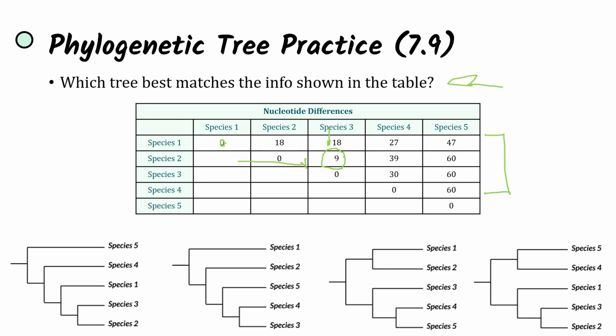So if we look for these pieces of information, that species 2 and 3 are going to be our most closely related and species 5 is our least closely related, we can look through these trees and analyze them and figure out which one matches.